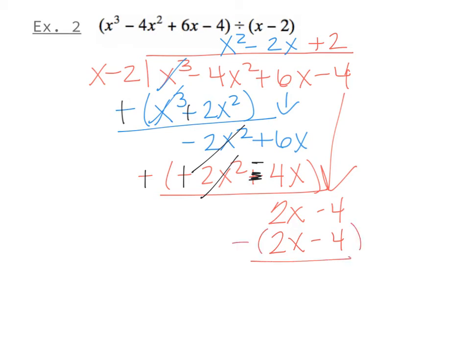Again, parentheses minus, distributing that negative. So 2x minus 2x gives me 0. And I have negative 4 plus 4 also gives me 0. So when I have x cubed minus 4x squared plus 6x minus 4 divided by x minus 2, my answer would be x squared minus 2x plus 2.